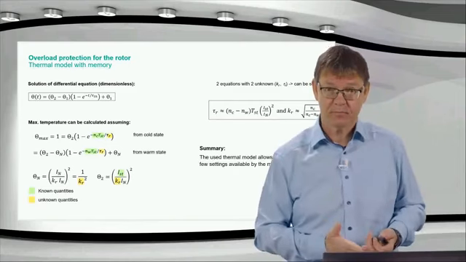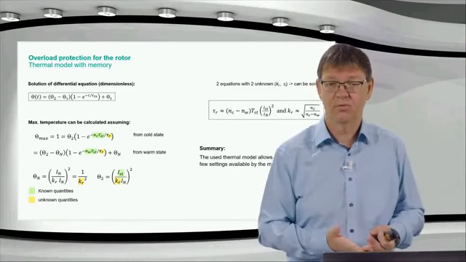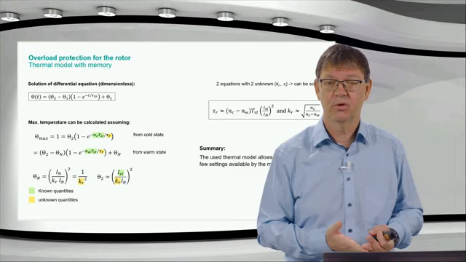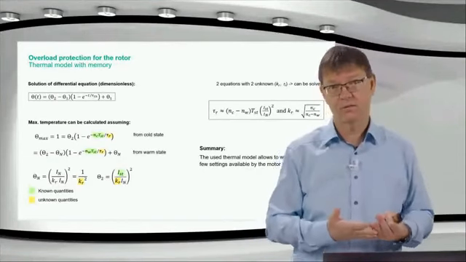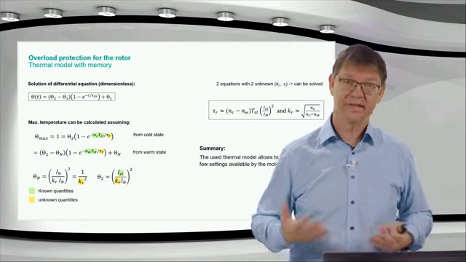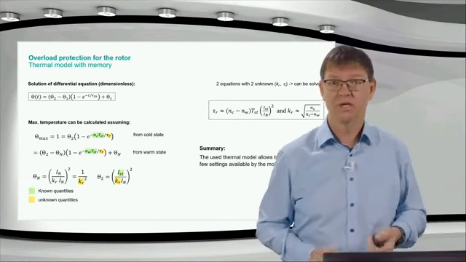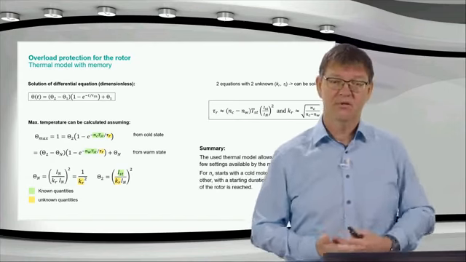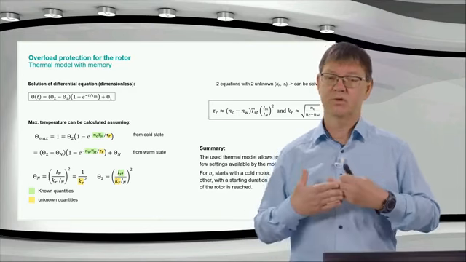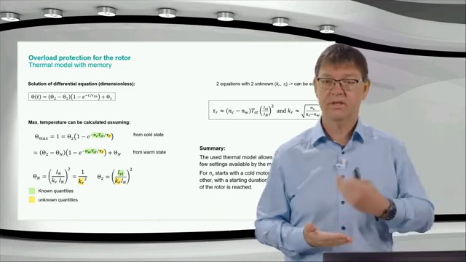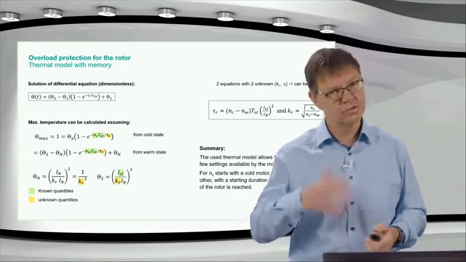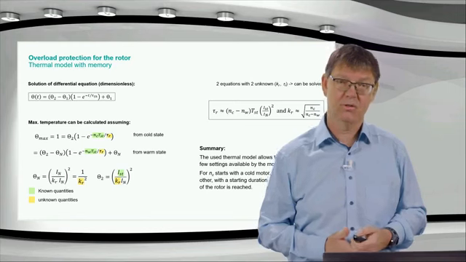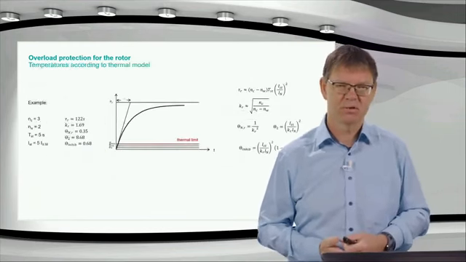Okay, summary. The used thermal model allows to work only with a few settings, which we also get from the motor manufacturer. Again, it doesn't make sense to set up more precise, more complex models, which we cannot serve because there is no information. And if I make N starts from the cold motor status directly one after the other, then I come to the maximum temperature of the rotor. So N starts, which are allowed, will bring me to the maximum temperature.